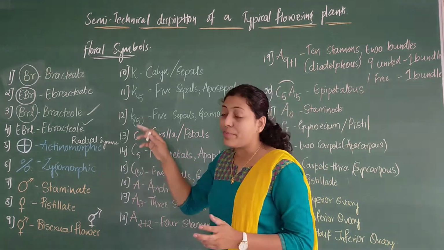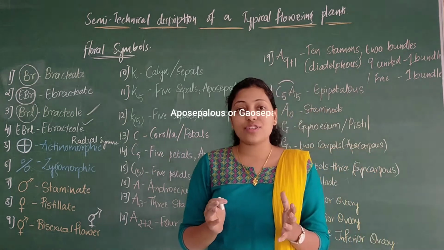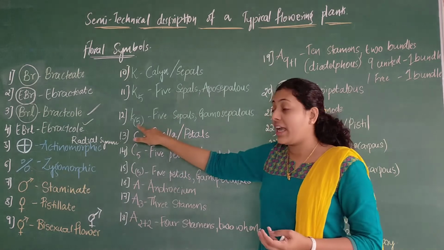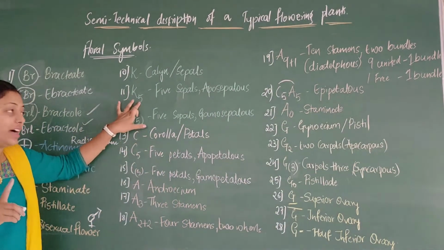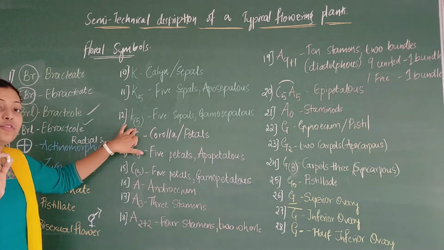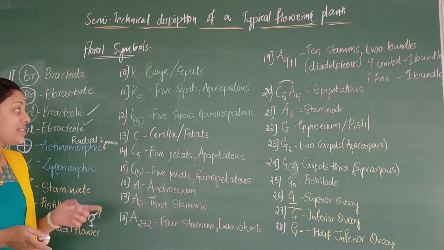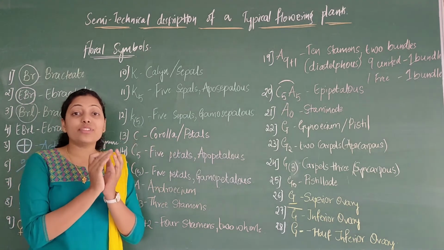Then we come across gamosepalous. Sepals are united. Here the difference is only one thing: you write K5 free, and here you write 5 in a bracket. K5 in a bracket resembles that it consists of 5 sepals and the sepals are gamosepalous.